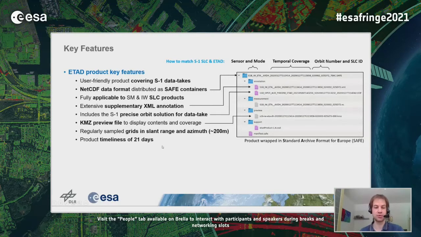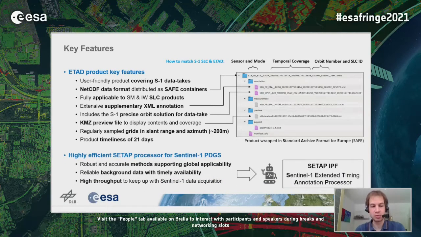And timeliness is around 21 days, which is simply because of the precise orbit solution. Now, to do all this on a global scale, we really need a highly efficient processor. So we need to work on the methods so that it works everywhere, as reliably as we can do it. We need to get the background data, and we need to get a high throughput to keep pace with Sentinel. So this led to our so-called CTAP IPF.